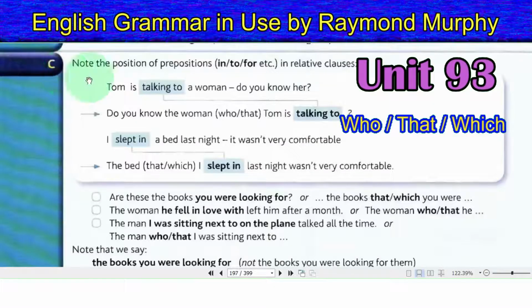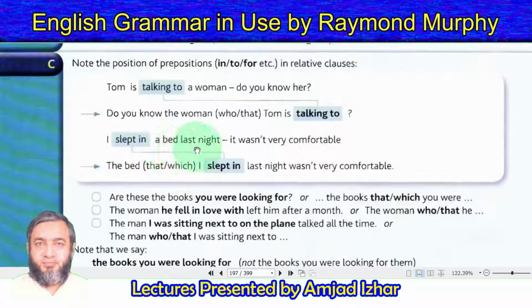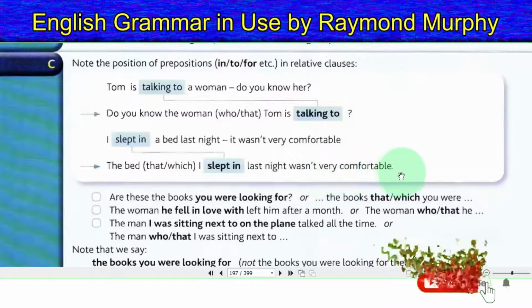C. Note the position of prepositions like to, for, in relative clauses. Tom is talking to a woman. Do you know her? Do you know the woman who Tom is talking to? I slept in a bed last night. It wasn't very comfortable. The bed that I slept in last night wasn't very comfortable.